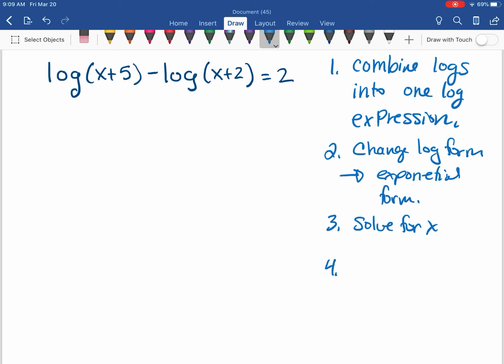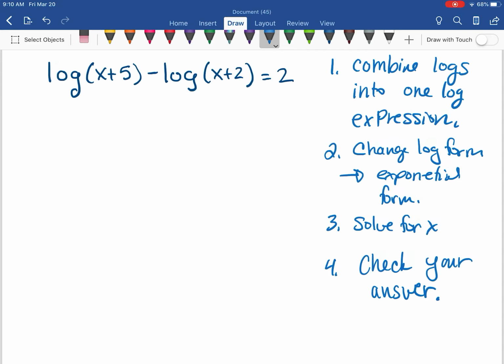And then the last step is once you figure out what x is, remember you could have some extraneous solutions here because you cannot take the log of 0 and you cannot take the log of a negative number. So you want to make sure when you solve it for x, those values of x, when you plug it back in, doesn't create that problem of taking the log of 0 or taking the log of a negative number. So with logs, you want to make sure you check your answer.